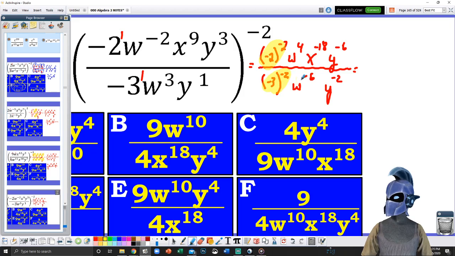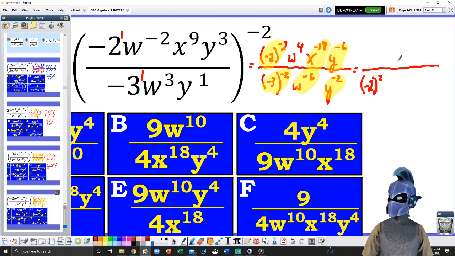That's got a negative exponent, negative exponent, negative exponent, negative exponent, there and there. The only one that's positive is that w. So the w is going to stay the same. Everything else is going to go to the other side. So I'm copying the top down to the bottom except for the w, and the bottom up to the top like this.